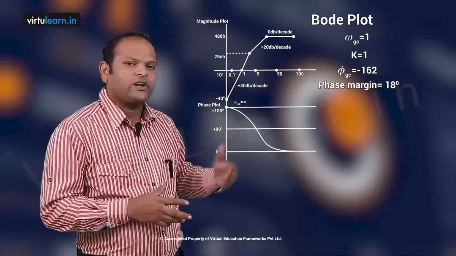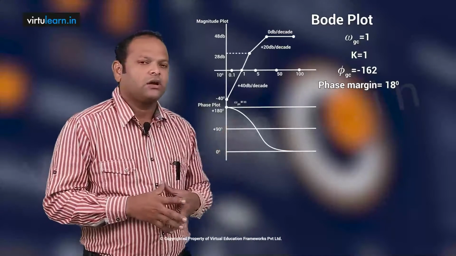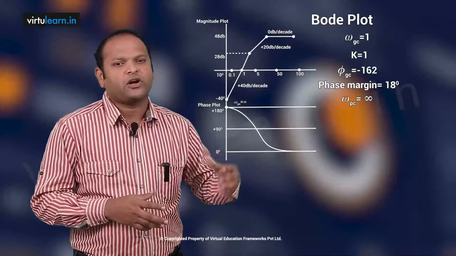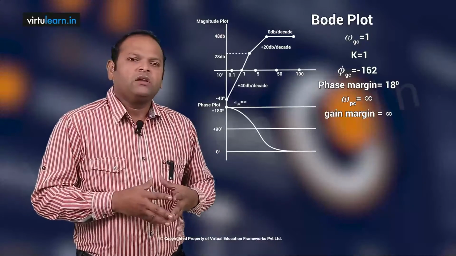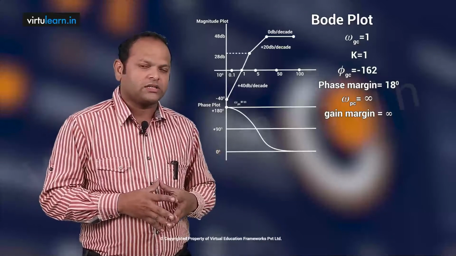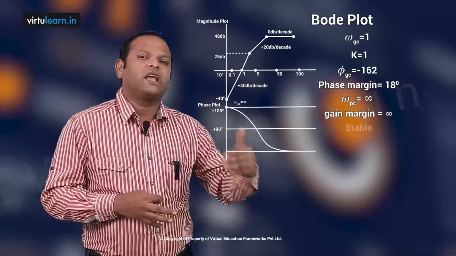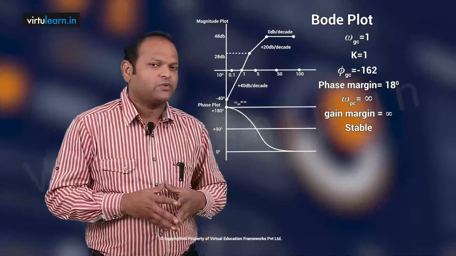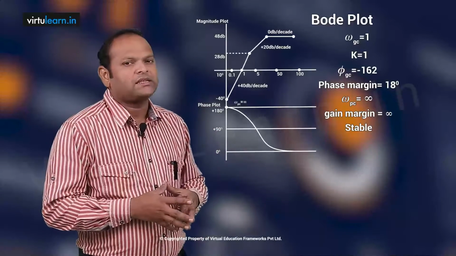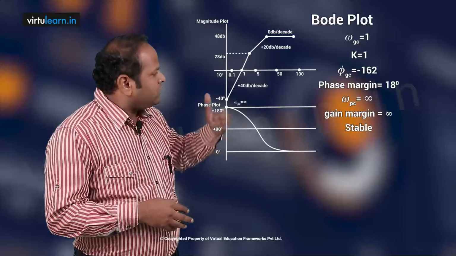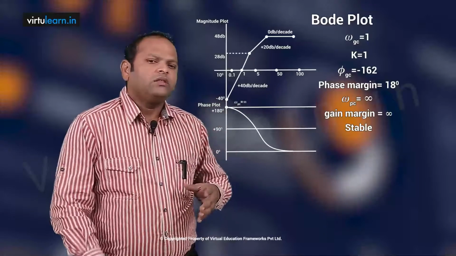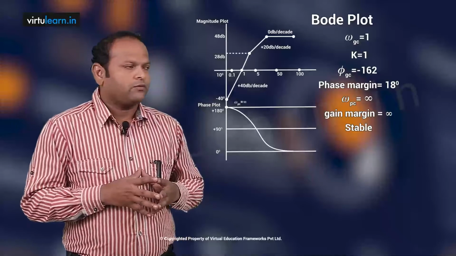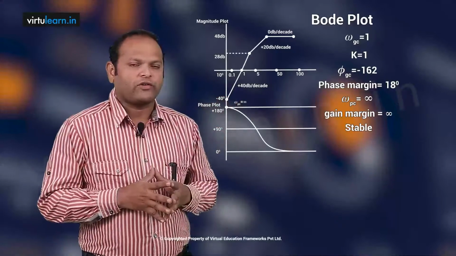There is no minus 180 at all, so it is not at all crossing minus 180 degrees. I can take omega PC as infinity, and the corresponding gain margin is also infinity. Therefore, when K is 1 in this particular system, the system is stable. The closed loop system is going to be stable because gain margin is infinity and phase margin is a positive value, plus 18 degrees. So the next step is how to find the K value for a given gain crossover frequency.